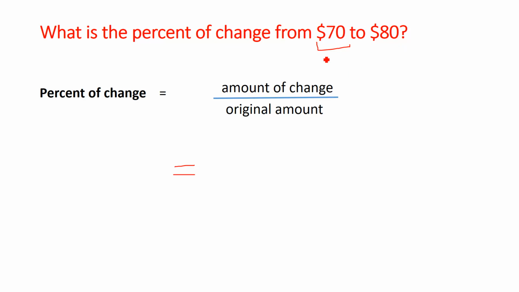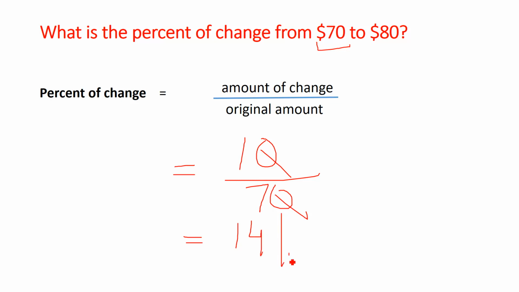In terms of percentage, first find the amount of change. What is the change? $10 is the change, 80 minus 70. And the original amount was 70. Then you can cancel the zero, leaving only 1 over 7, which is equal to 0.14, or multiplied by 100, 14% approximately. It is 14.28, but approximately we can say 14%. So this change is 14% in terms of percentage, but $10 in terms of numbers, right?